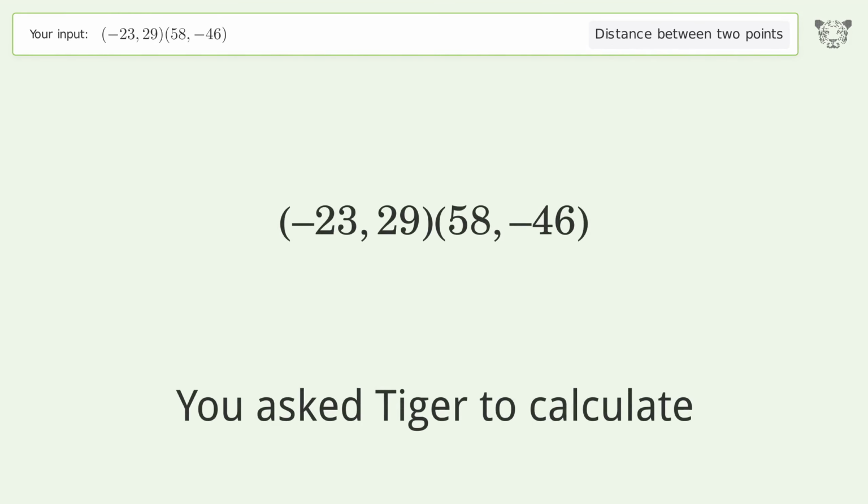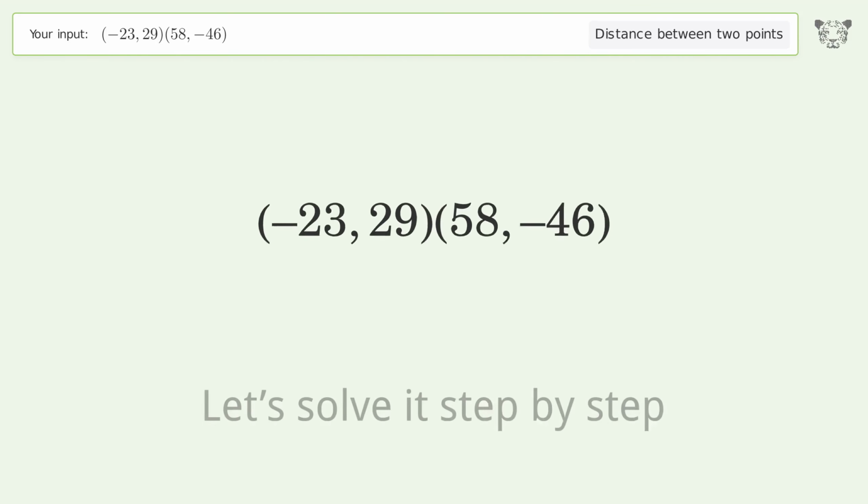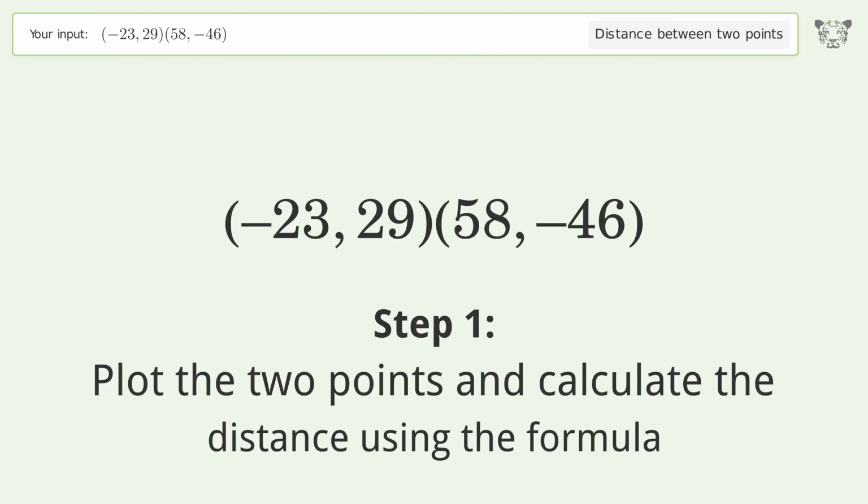You ask Tiger to calculate. This deals with the distance between 2 points. The distance between the 2 points is the square root of 12,186, or 110.39. Let's solve it step by step. Plot the 2 points and calculate the distance using the formula.